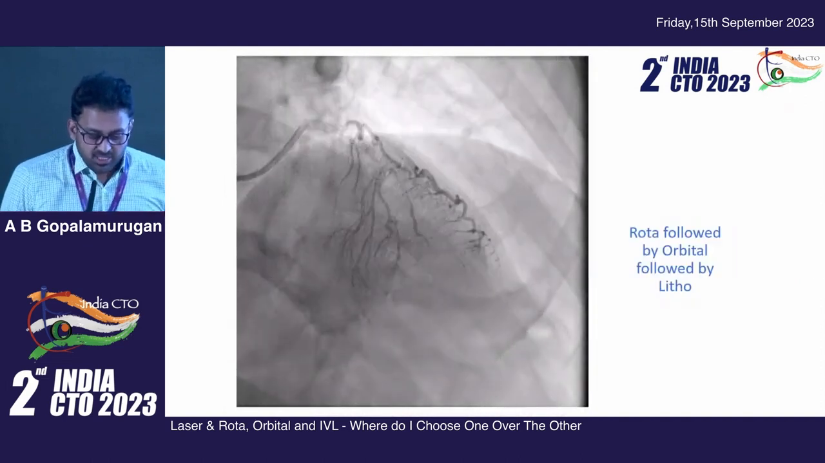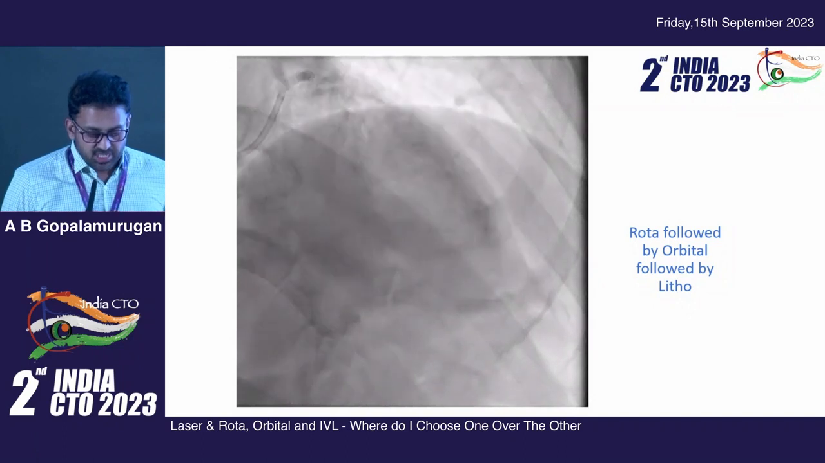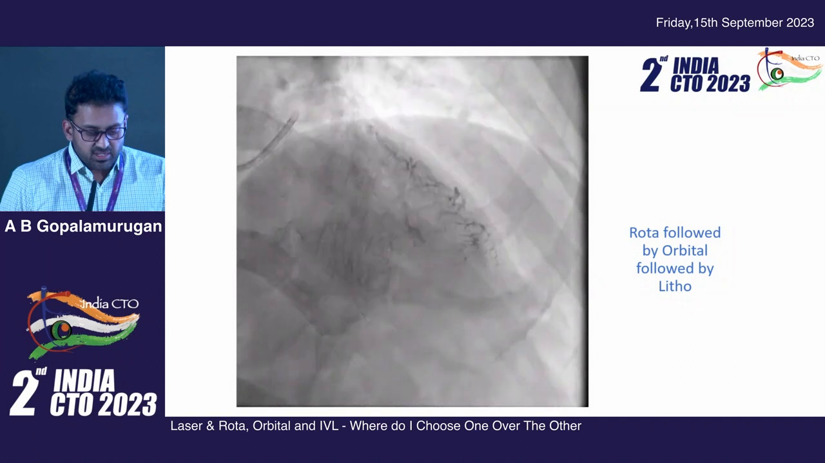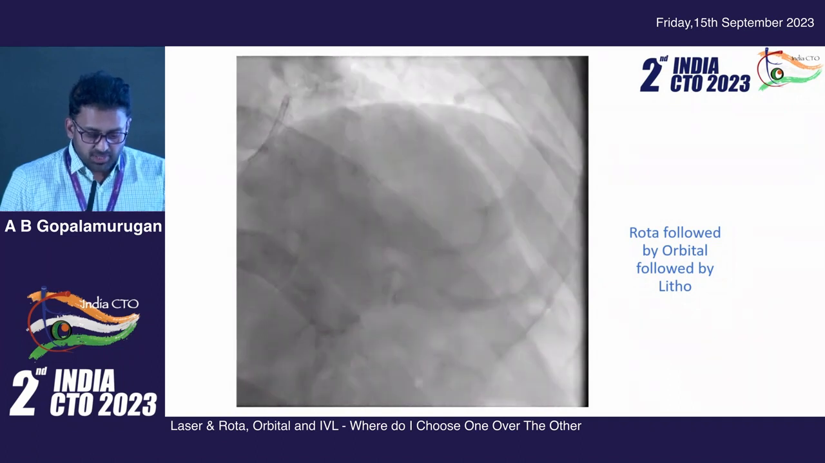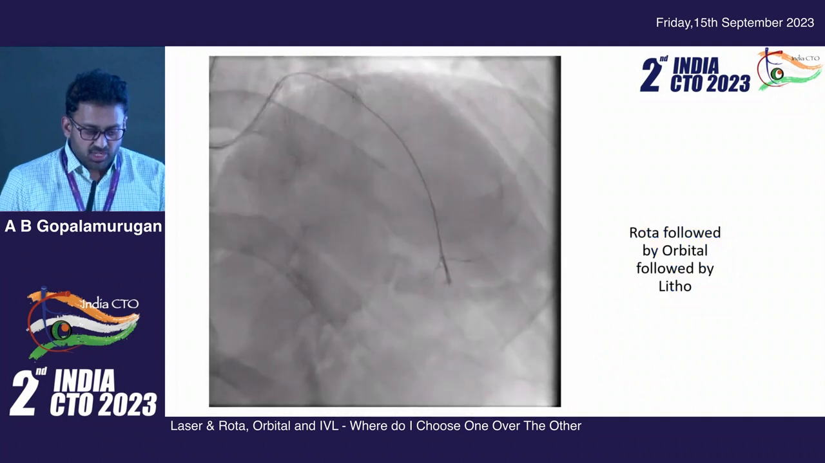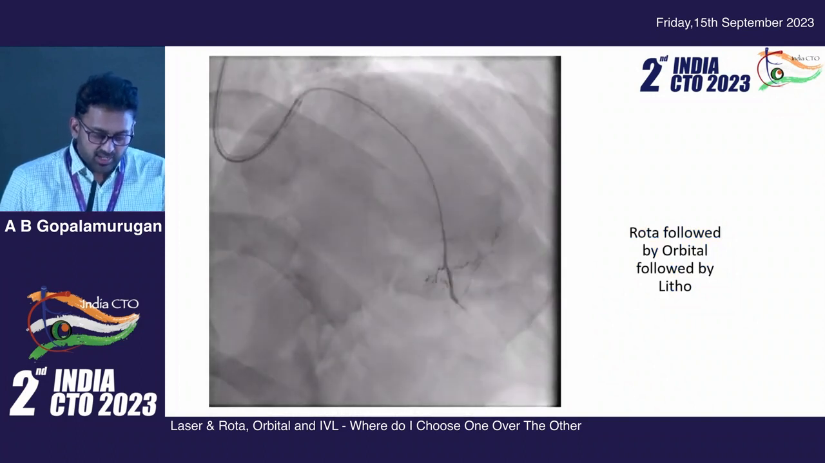This is another example. This is a CTO. You can see here, fairly calcific. Here you can see before the contrast goes in, you can see the black shadowing. So two views just to demonstrate. I'm not going to show the CTO recannulation process.